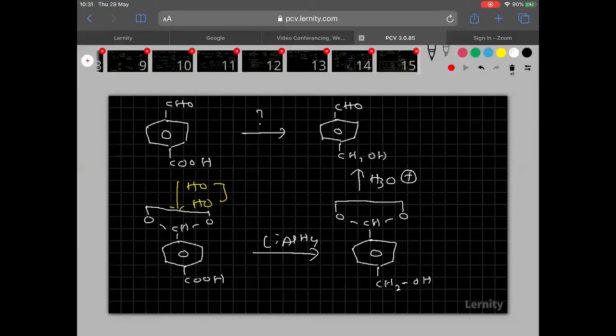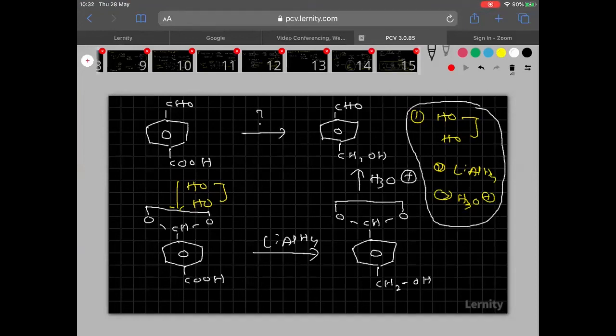Now, hello students. Again, I am back here. So see clearly, in this conversion, what are the reagents used? Let me list them out here. One is this. Now, second one, lithium aluminum hydride. Next, third one, hydrolysis. So these are the three reagents used in this conversion.